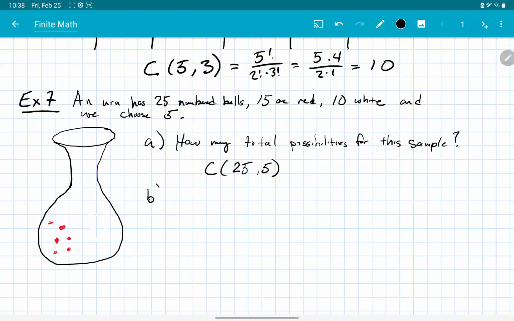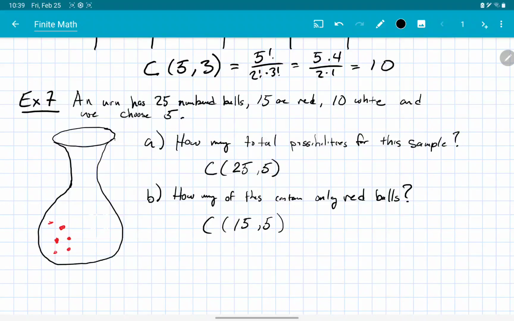Okay, now secondly, we could ask how many of these contain only red balls? Okay. How many ways can we get only red balls? Well, we're choosing 5 balls, and the total number of red balls is 15. So this is combination of 15, 5. And I'm not going to write down what these numbers are, right? They're pretty big numbers, and that's not important, right? We can use a calculator to find that.